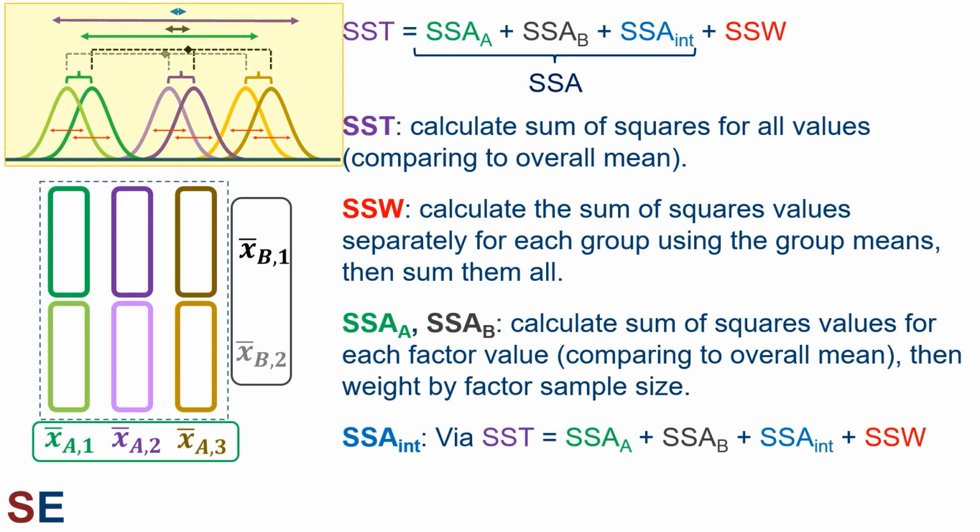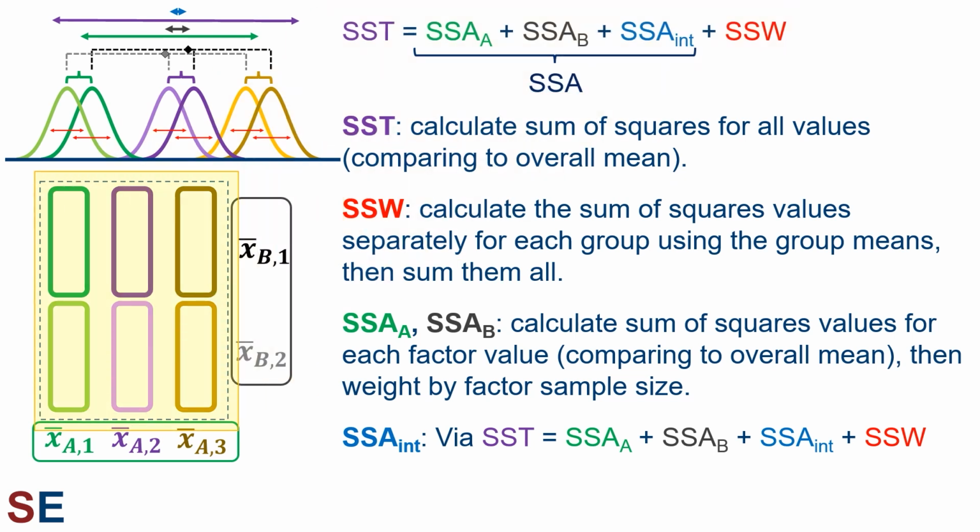This diagram shows conceptually how the sums of squares terms contribute to the sums of squares total, the purple arrow. This is the equation that relates the sums of squares values. We can see how the 3 sums of squares among terms and the sum of squares within term mathematically add up to the sum of squares total, the overall sum of squares.